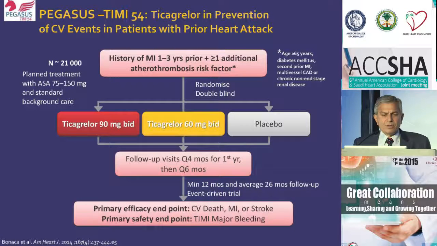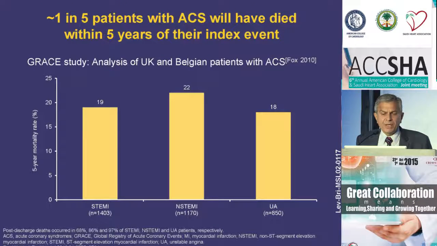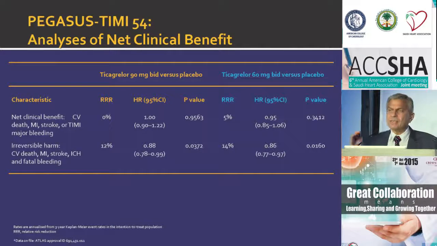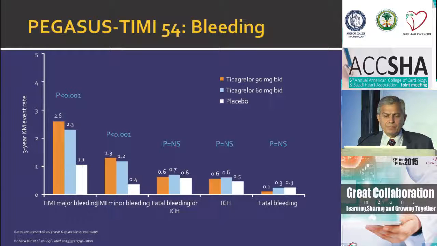Now back to our residual risk question. This patient progressed, and the residual risk is well known after an ACS because regardless of how ACS presents, post-discharge mortality remains high. 1 in 5 patients with ACS will have died within 5 years of their index event. PEGASUS is one trial with ticagrelor that looked at treatment beyond 1 year after ACS, and when compared to placebo, ticagrelor 90 milligrams BID or 60 milligrams BID was actually favorable. But of course, it was at the risk of increased bleeding.